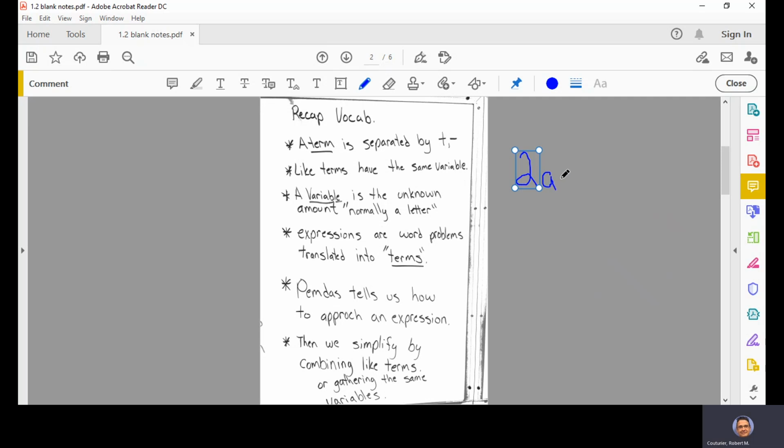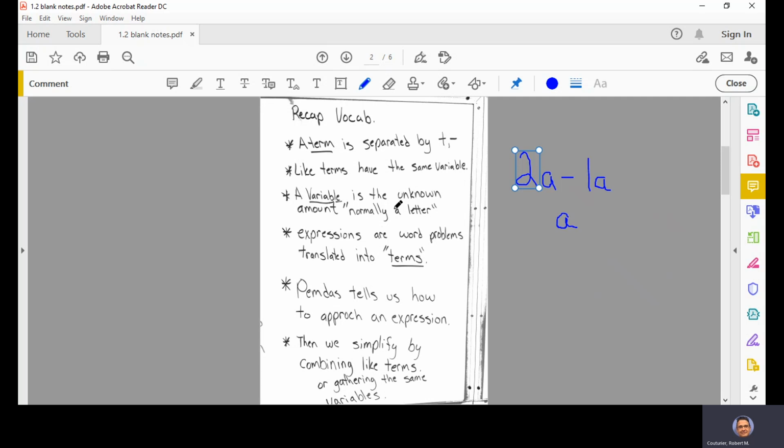2a minus 1a. Because the variables are exactly the same, you're allowed to combine them together. So 2 minus 1 is just a single a, 1a. Notice I didn't write the 1 here. It's called invisible math. We don't generally write 1s in front of things.